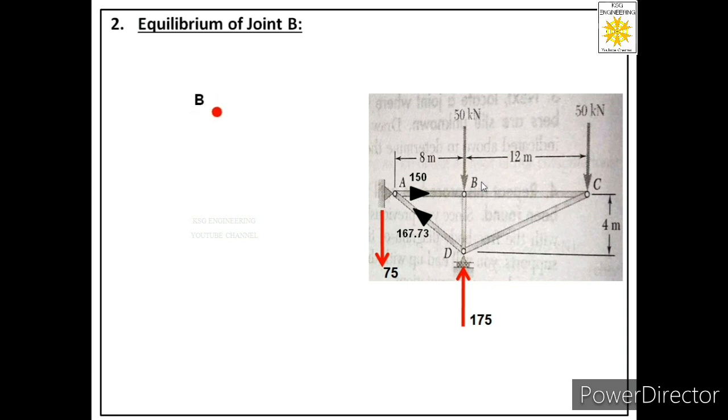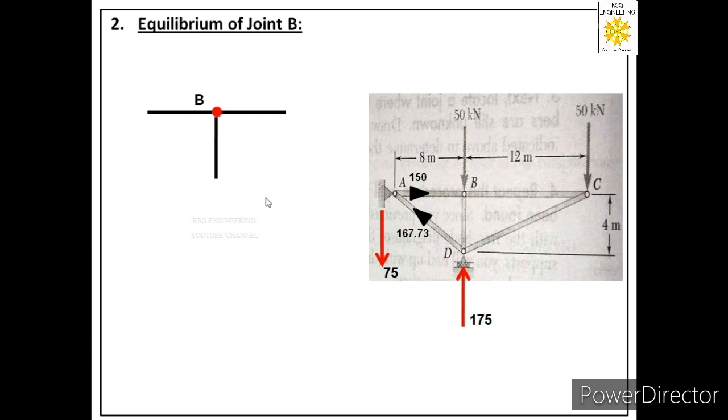First of all, represent that joint on the paper. Then see how many members are connected to that joint. How many members? 1, 2, 3. 2 are horizontal, 1 is perpendicular. So show these three members in the free body. So we have shown one horizontal line towards right. We have shown one horizontal line towards left. And we will show one line in downward direction. So we have represented these members AB, BC and BD.